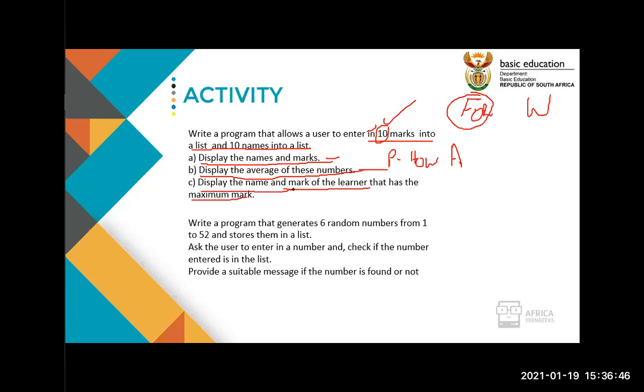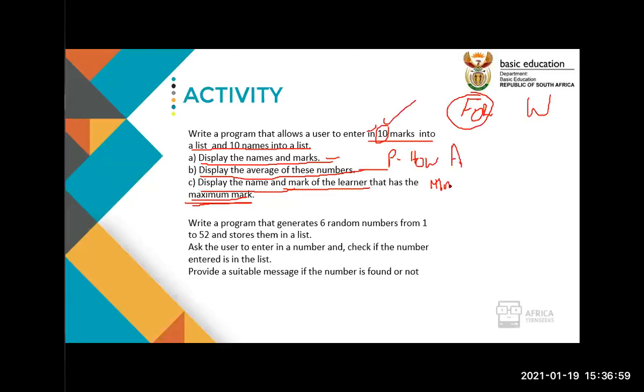Then we're going to display the mark of the learner that has the maximum mark. So we're going to display the name and the mark. So first we'll have to find what the maximum mark is. After we find the maximum mark, we look at who's got the maximum mark. And when we find the person that got the maximum mark, we will display them. So let's go through that step by step in our program.